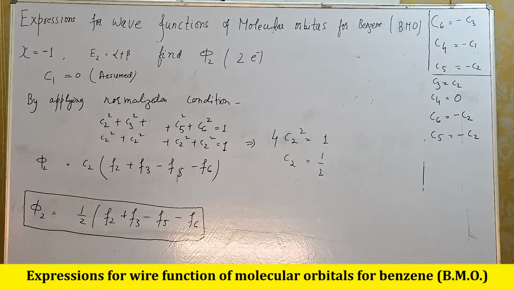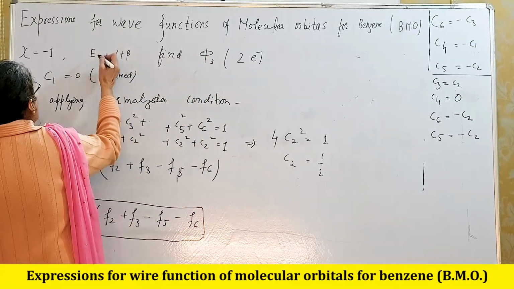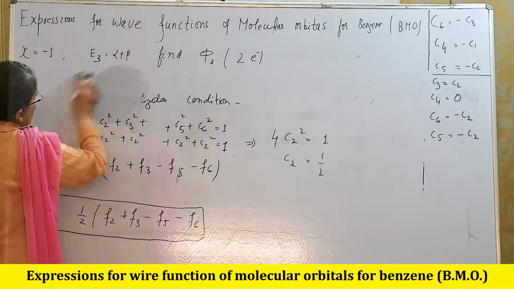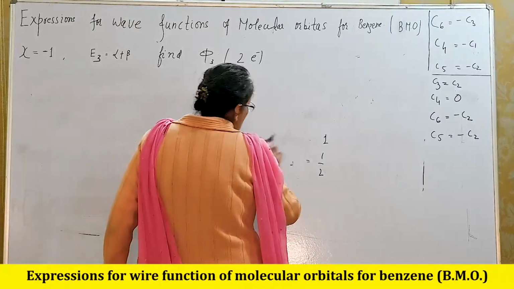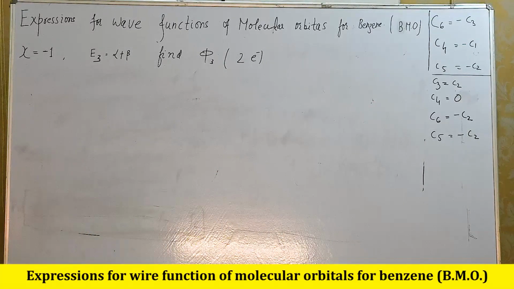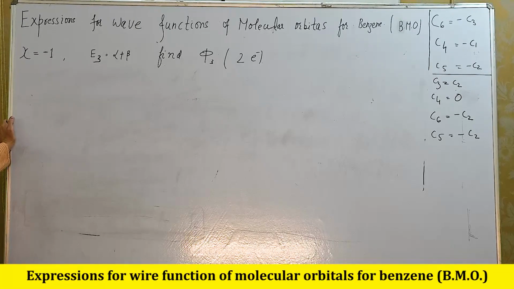Now we take the molecular orbital phi 3. This will be the same case, phi 3, with energy E3 = x = −1 and having 2 electrons. This is the case of degeneracy. So in one molecular orbital we have taken C1 equal to 0. Now for the second degenerate case we cannot repeat the value of C1 equal to 0. We cannot arbitrarily take the value of one coefficient equal to 0.